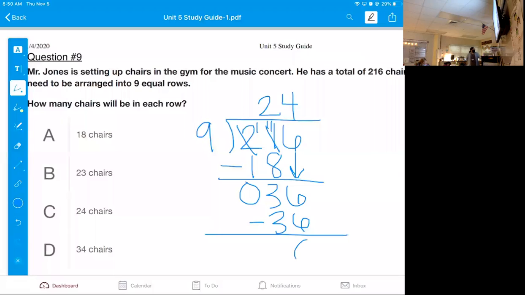Do I have a remainder? No. So I need to find the answer that says 24. Which letter is that? C. Check your paper and see if you got that right yesterday. Anybody have any questions about number 9? No, ma'am.